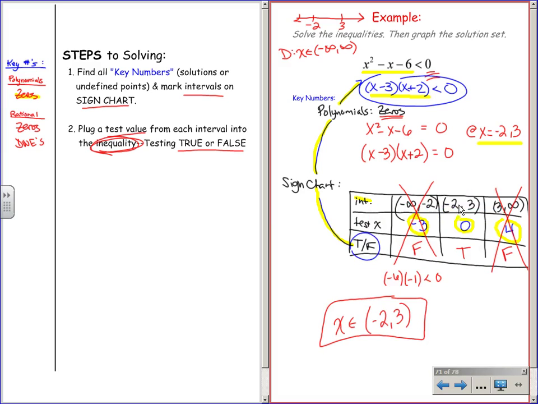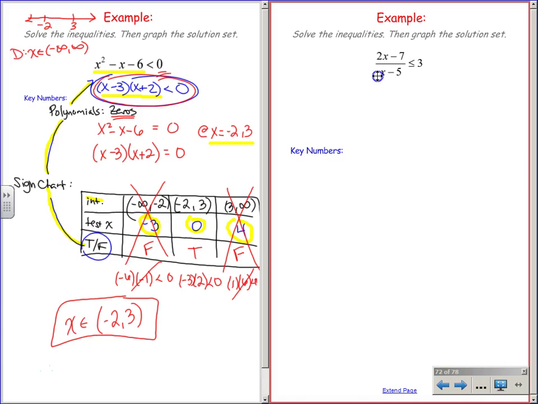But what I did is I went back, plugged in, and asked myself true or false. So for this first one, when you plug in -3 to this function, -6, -3 plus 2, -1, it was not less than 0. 6 was not less than 0. If I plugged in 0, I would get -3 times 2 less than 0, which is true. But if I plugged in 4, that would be 1 times 6, which is also not less than 0. So the false ones I ignore, the true ones I keep, and I say, hey, it's my answer.